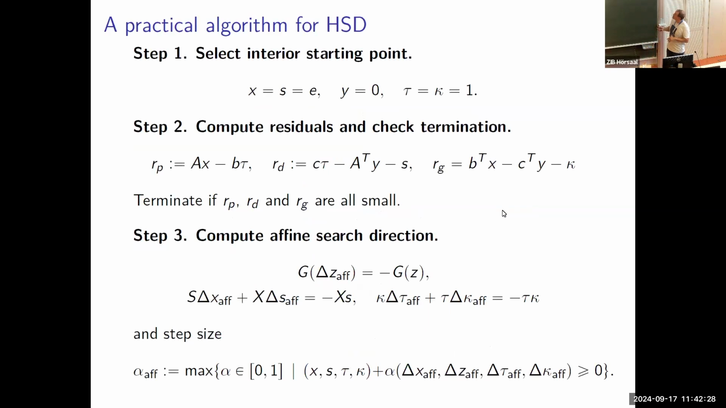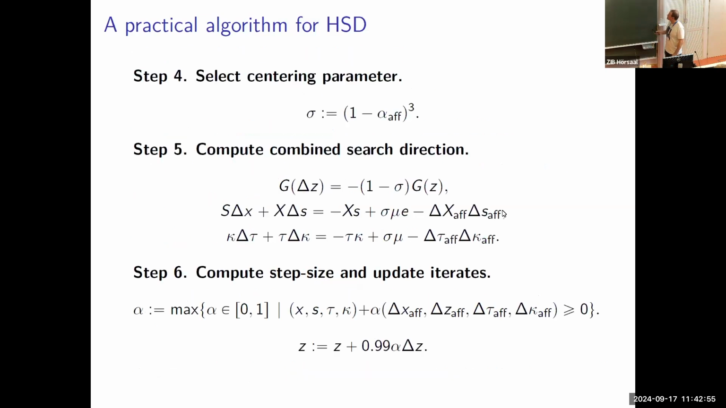The practical algorithm: choose a starting point. We need to set tau and kappa also. Evaluate our residuals. Our residuals are different now because they are scaled by tau. And also the gap equation, that's something we didn't have before. If all these residuals are small, then we terminate. Otherwise, we compute the affine search direction and a step size.